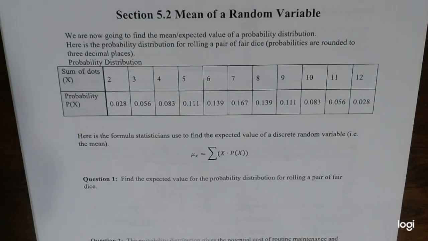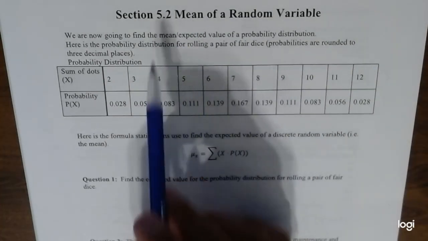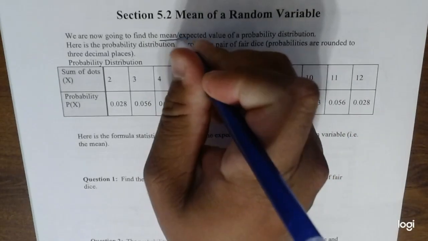All right, guys, so this is section 5.2, mean of a random variable. Last section we were talking about how to create a probability distribution. This time we're going to talk about how to find the mean of the probability distribution, or in other words, the expected mean, which we'll talk about what it means in a little bit. All right, so basically, this sums up what I'm about to do. We want to find the expected mean or the mean of a probability distribution.